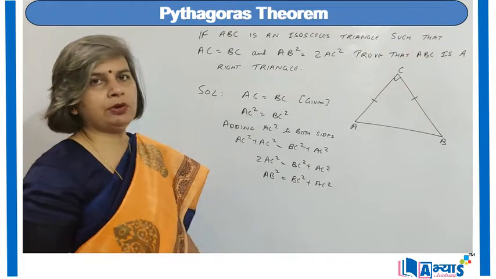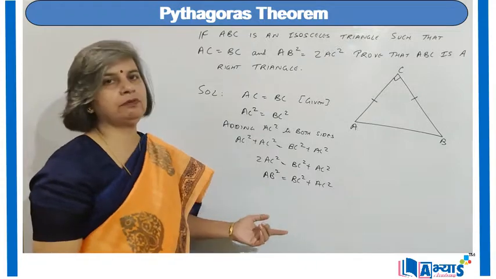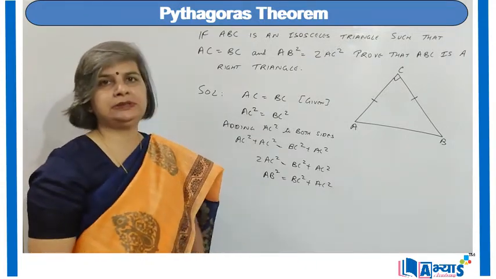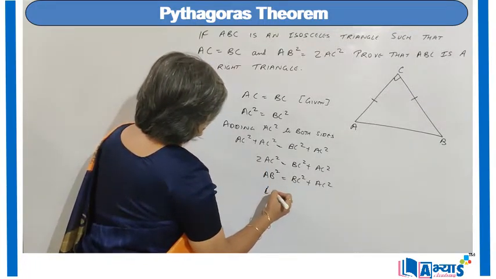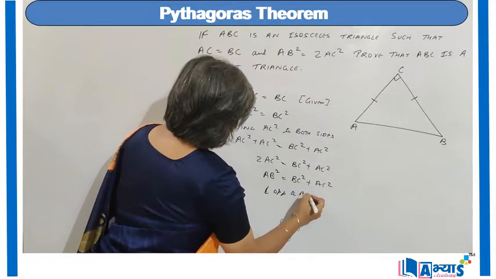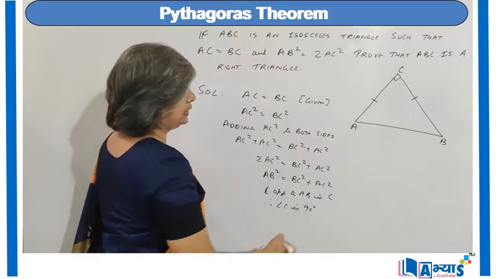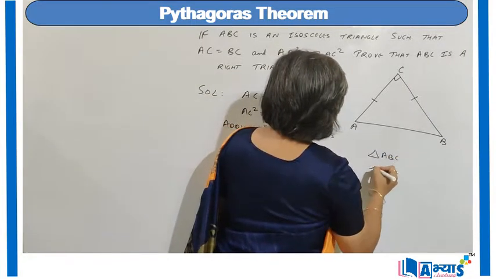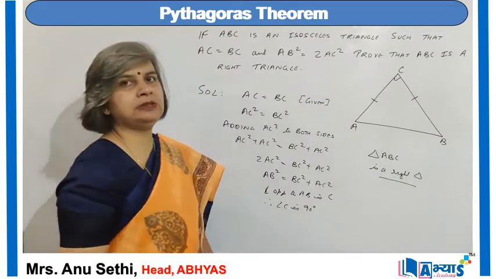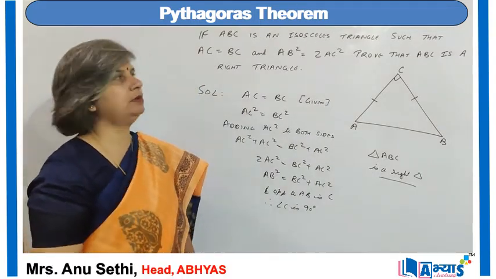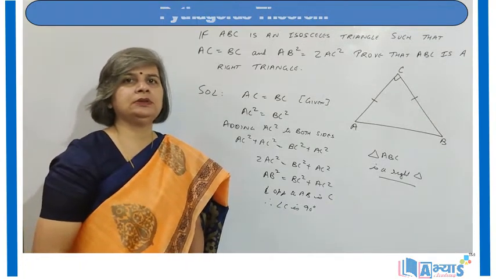According to the converse of the Pythagoras theorem, if the sum of the squares of two sides is equal to the square of the third side, then the angle opposite to the third side will be a right angle. Now as we know that the angle opposite to AB is C, therefore angle C is 90 degree. Hence we can say that triangle ABC is a right triangle. So hence we have proved that angle C is 90 degree, or we can say that ABC is a right triangle. This is how we can apply the concept of the converse of the Pythagoras theorem in certain situations.